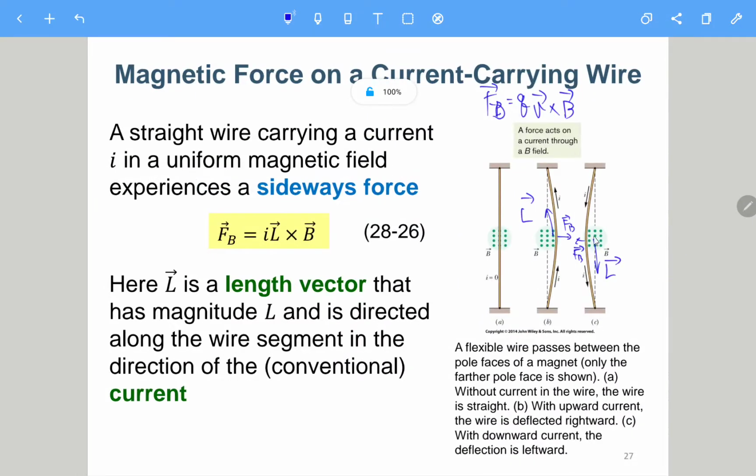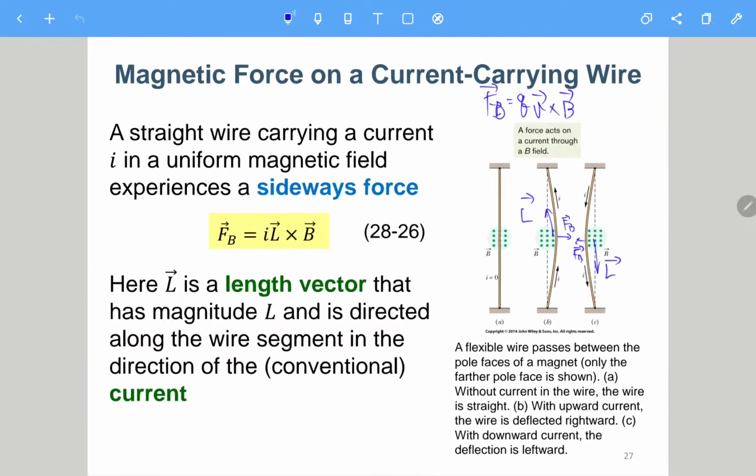So this is the magnetic force acting on a current carrying wire. If we have a wire with current going through it, if there is no B field, then there will be no force. If there is a B field but no current, then there will be no force either. However, if we have current going through a wire and also a B field perpendicular to the current direction, then there will be a force acting on this wire.